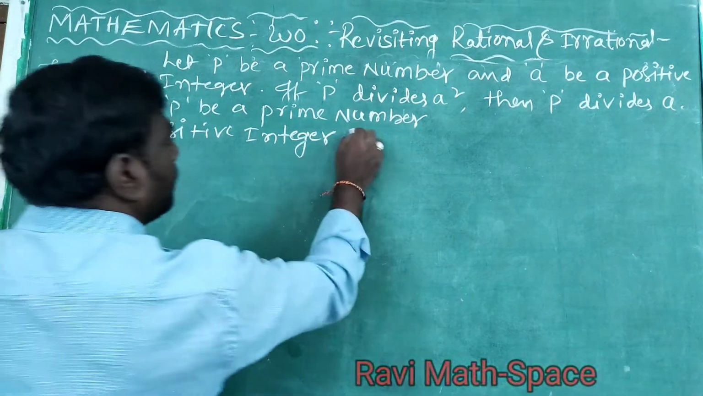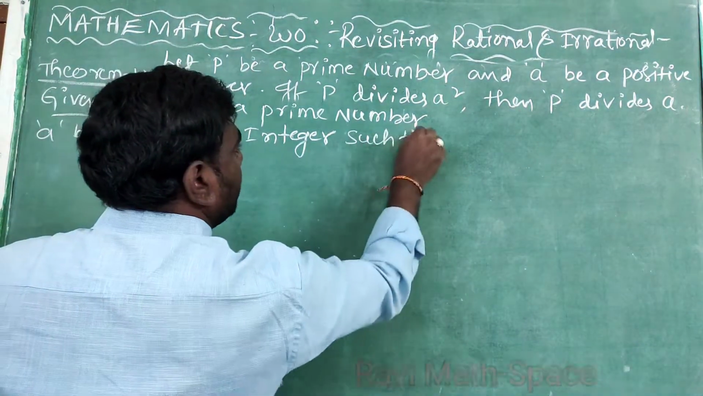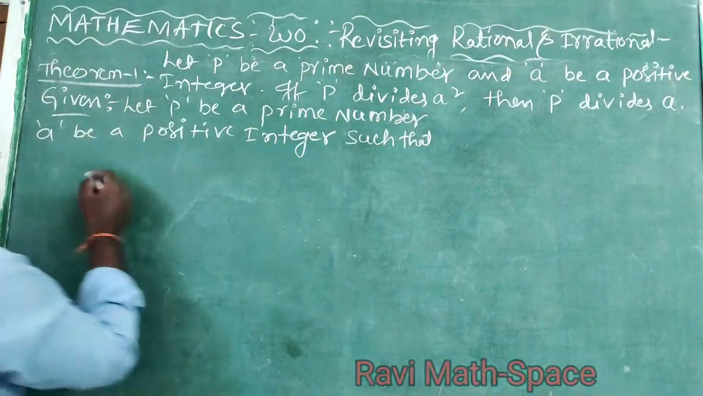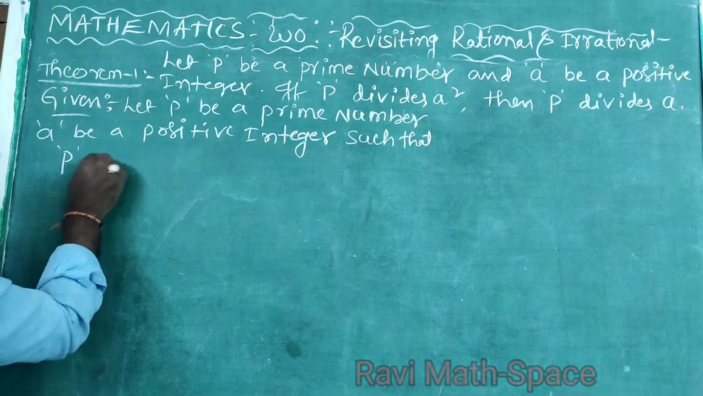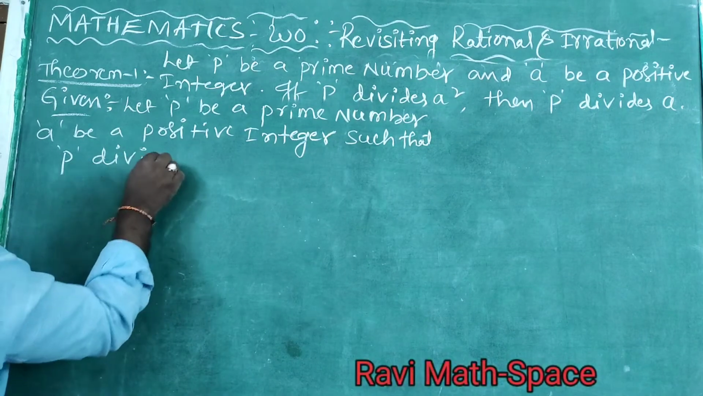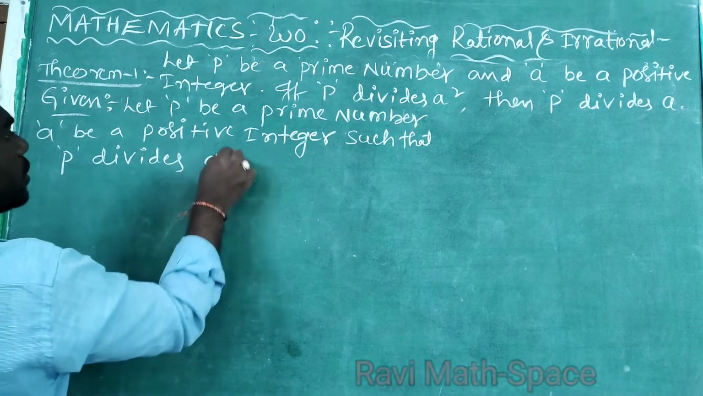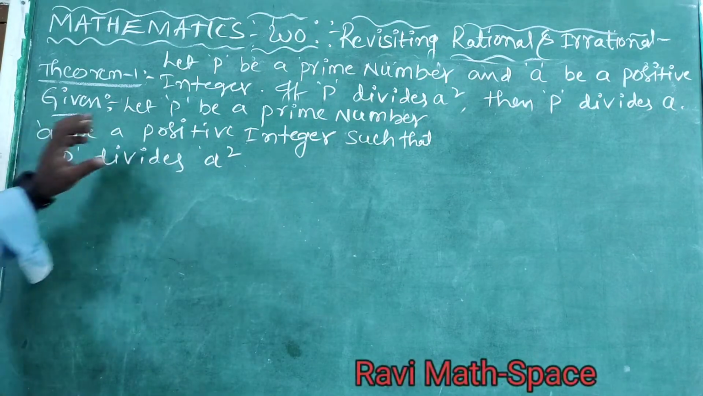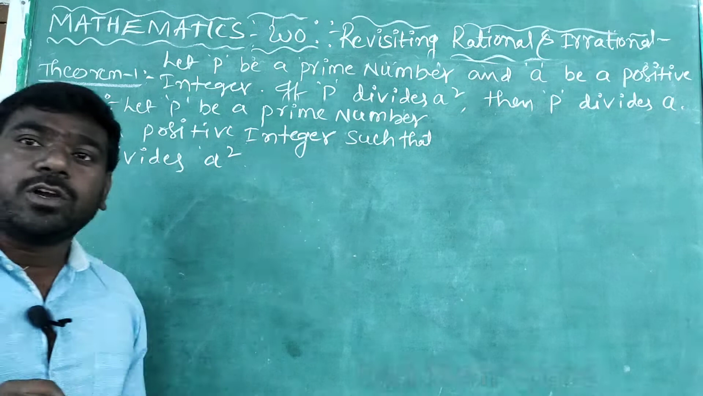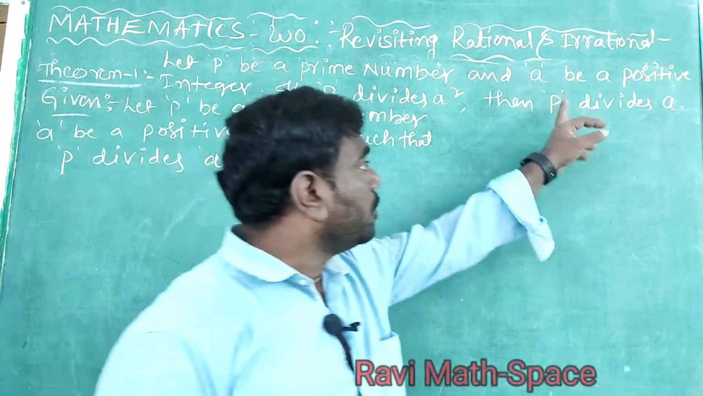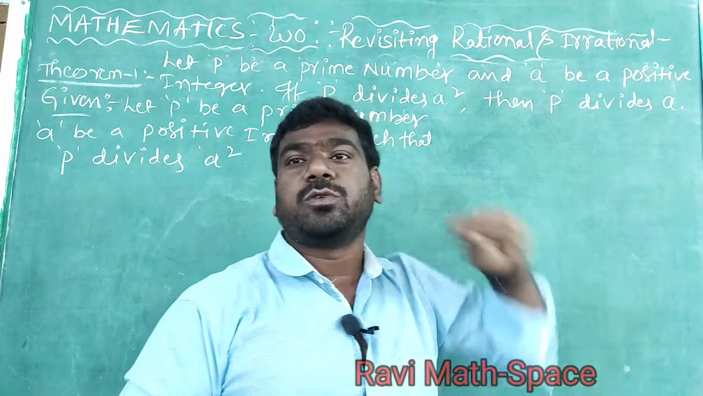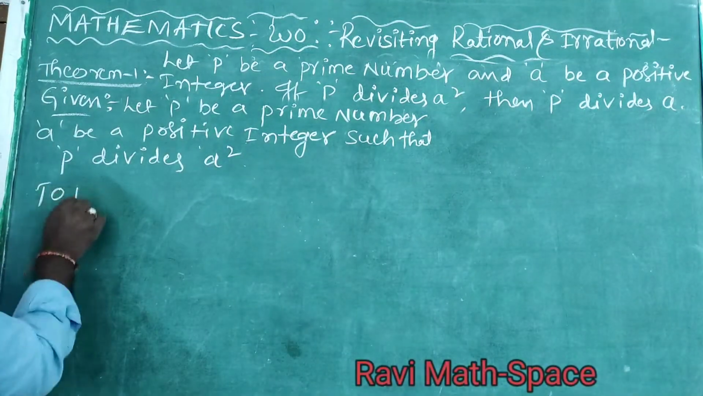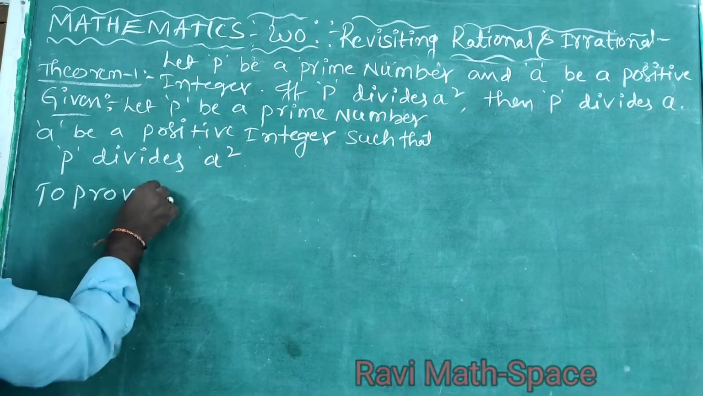Such that P divides A square. This is for the given values. What we are going to prove here? We are going to prove P divides A also. That is to prove.